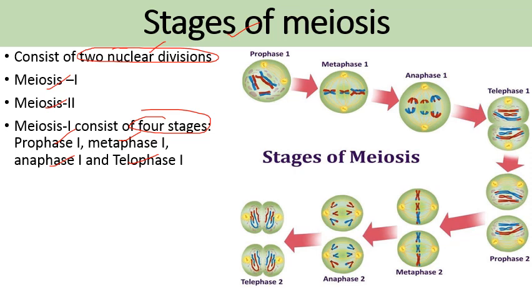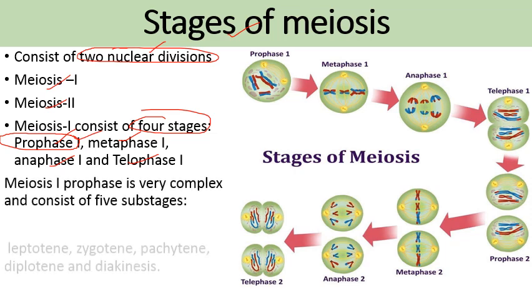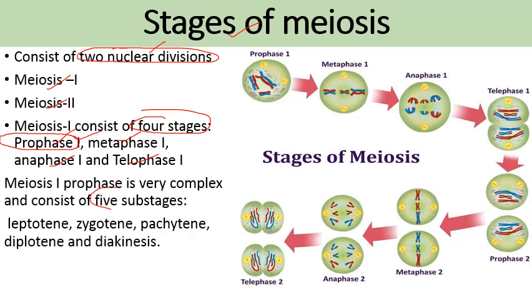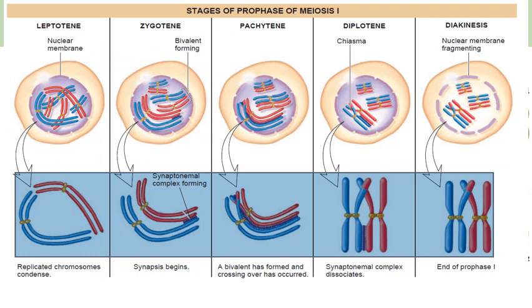Out of these four stages, this Prophase I is the most complicated one, and it is further divided into 5 different stages, which include leptotene, zygotene, pachytene, diplotene, and diakinesis. This is the slide which shows the animated pics of these stages of Prophase I of Meiosis I. First is leptotene. Leptos in Greek means thin. Tene means thread, so this is thin threaded stage.